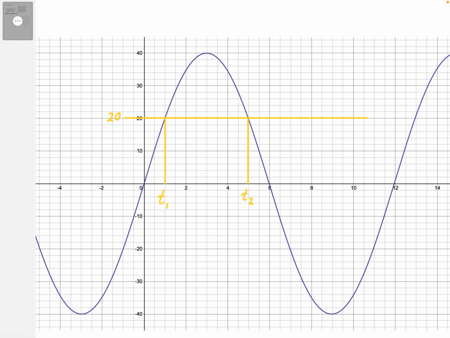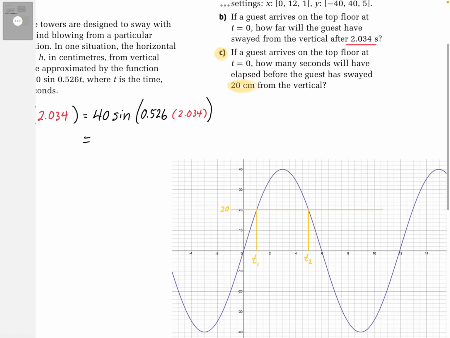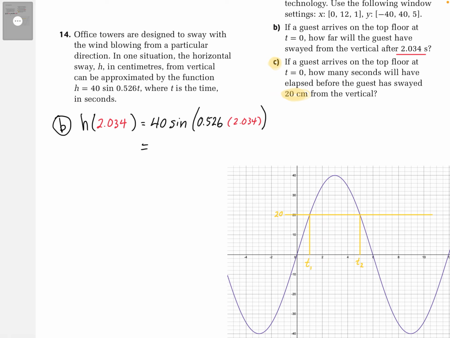Okay, so it starts at 0, goes up to a maximum of 40 centimeters to the right, and then down 40 centimeters to the left. And this keeps on going back and forth. So part B says a guest arrives at the top floor at t equals 0, and it asks how far has the guest swayed from vertical at 2.034 seconds. For part B, we're just going to plug in 2.034 seconds into that equation.